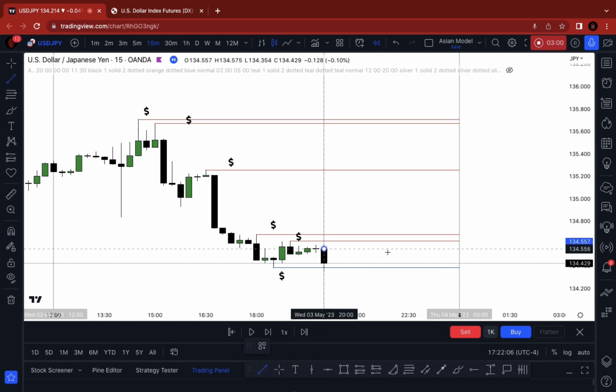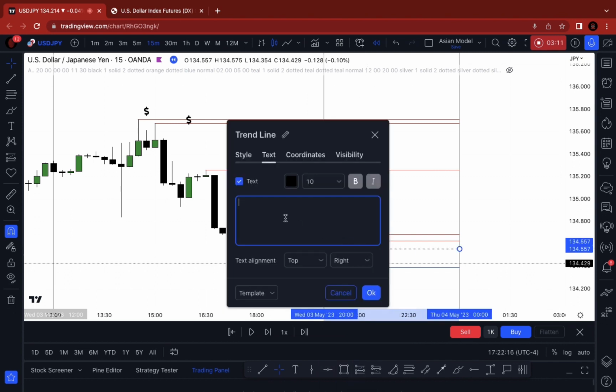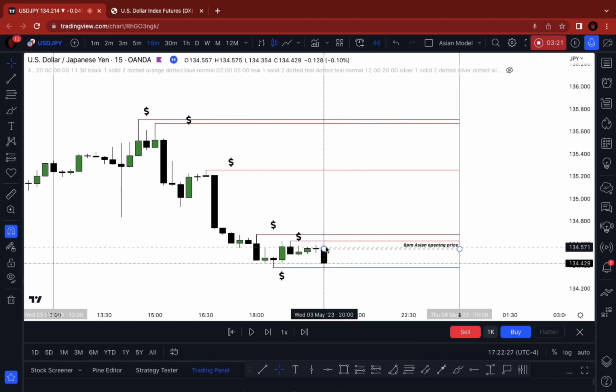Then we have the other principle in ideology. We have the opening price for the Asian session, which is going to be 8 p.m. And we can see it moves below it. And anything below the session opening price is going to be a discount. So immediately it drops down and takes out this low.